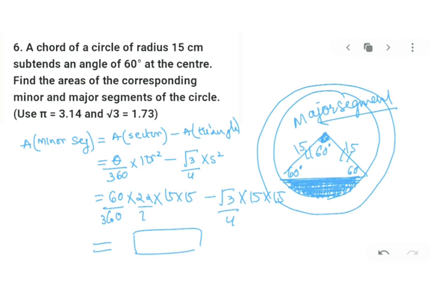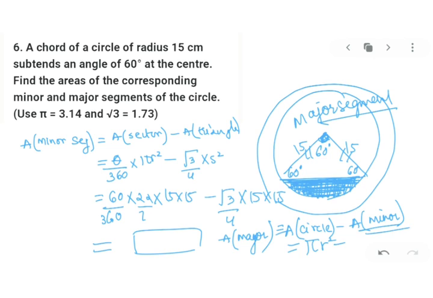Now this minor segment you have to subtract from area of circle. So what you will get? Area of major segment. So area of major segment is equal to area of circle minus area of minor segment. Area of circle you know very well, pi r square. Area of minor segment, that is blue in color, you have just found here. Put in that value and subtract. You will get area of major segment.